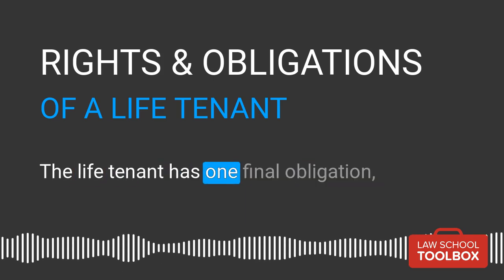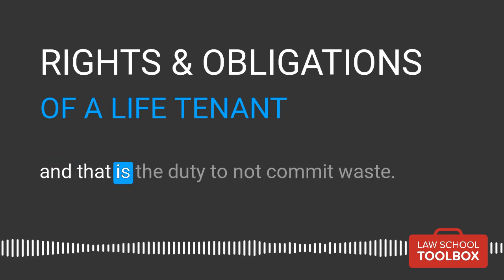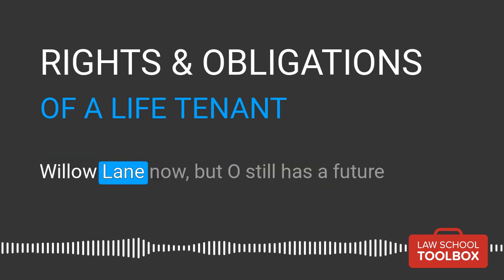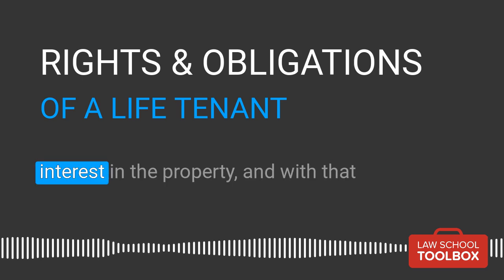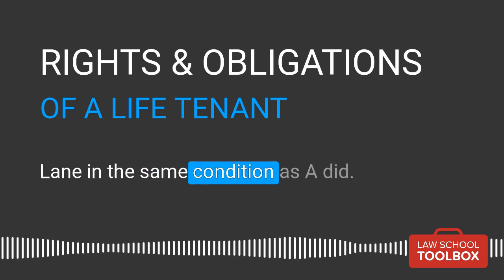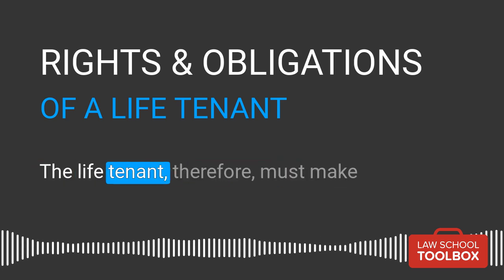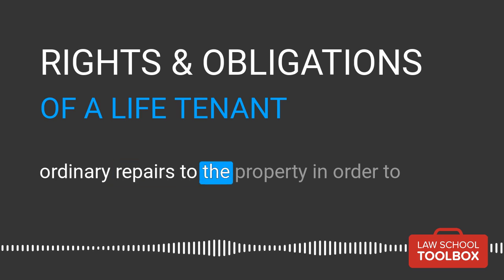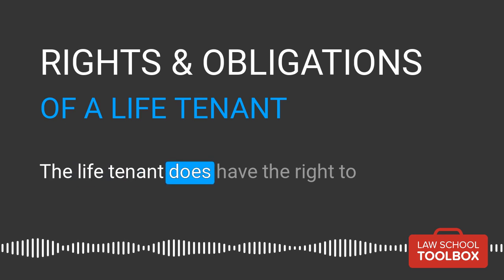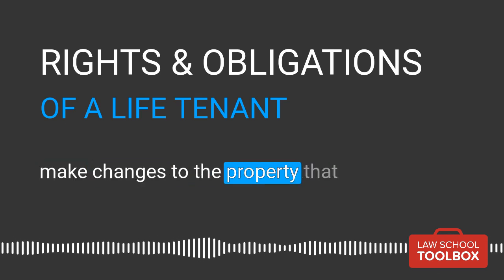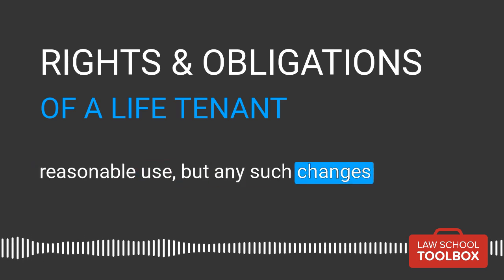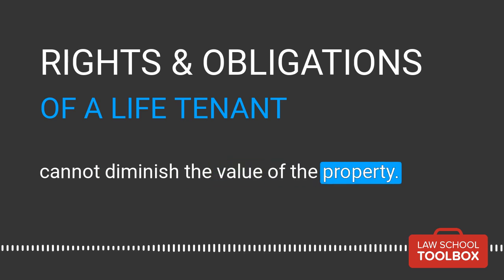The life tenant has one final obligation, and that is the duty to not commit waste. A may have a possessory interest in Willow Lane now, but O still has a future interest in the property, and with that interest comes the right to receive Willow Lane in the same condition as A did. The life tenant, therefore, must make ordinary repairs to the property in order to maintain it for the future interest holder. The life tenant does have the right to make changes to the property that are considered necessary to permit reasonable use, but any such changes cannot diminish the value of the property.